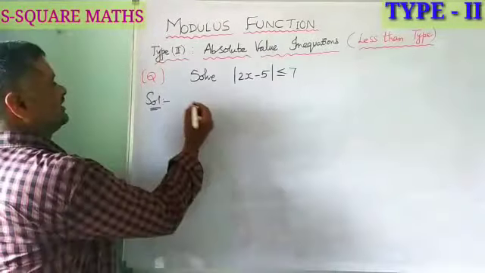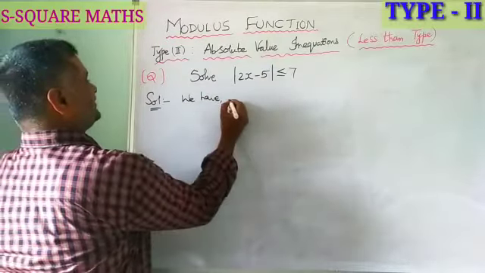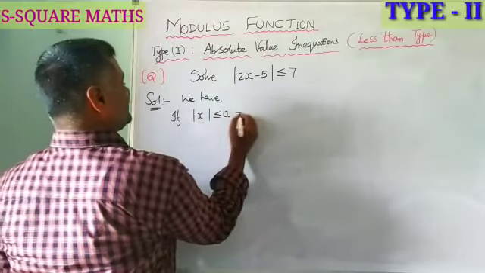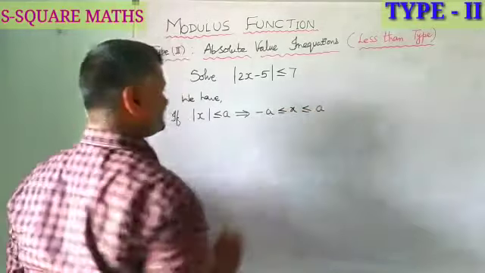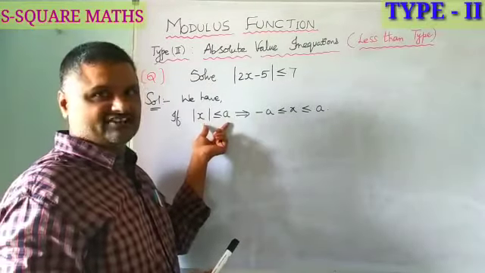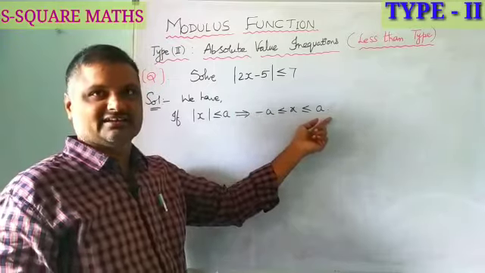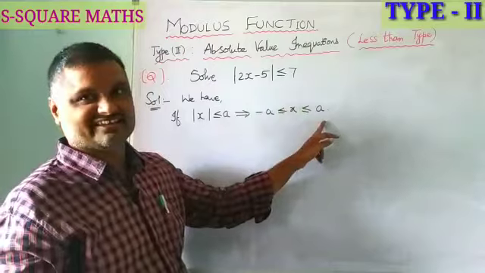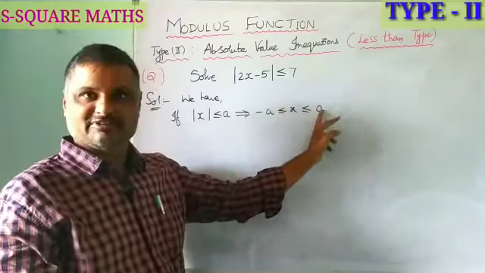So we have the formula. We know that if mod x less than or equal to a implies minus a less than or equal to x less than or equal to plus a. This is the formula applicable for modulus of x less than or equal to type. Nothing but the value of x lies between minus a and plus a inclusively. Nothing but x also takes the values of minus a and plus a.